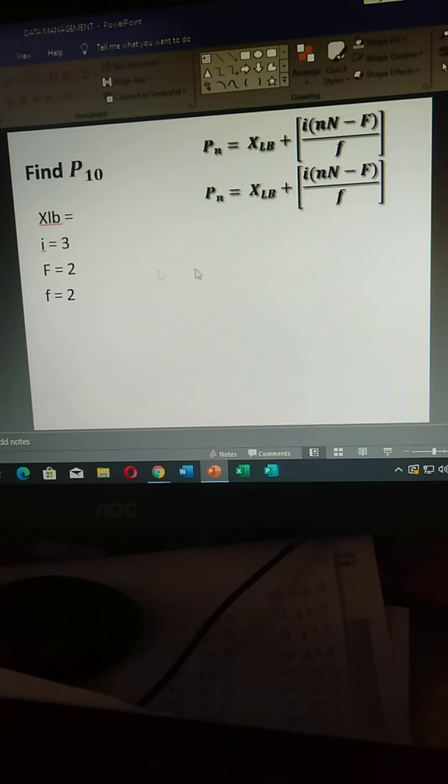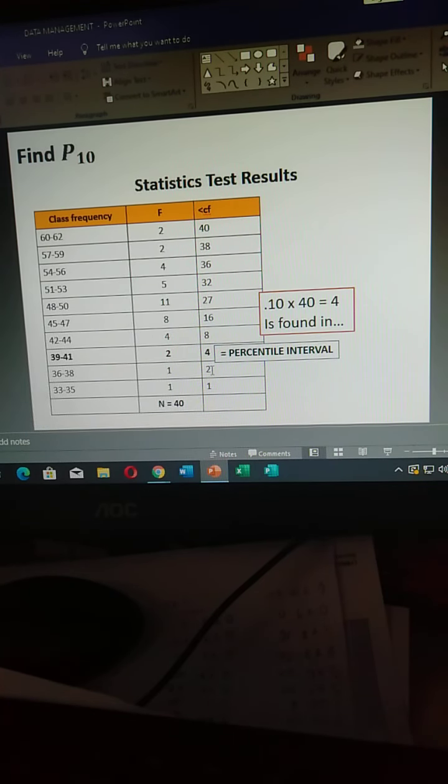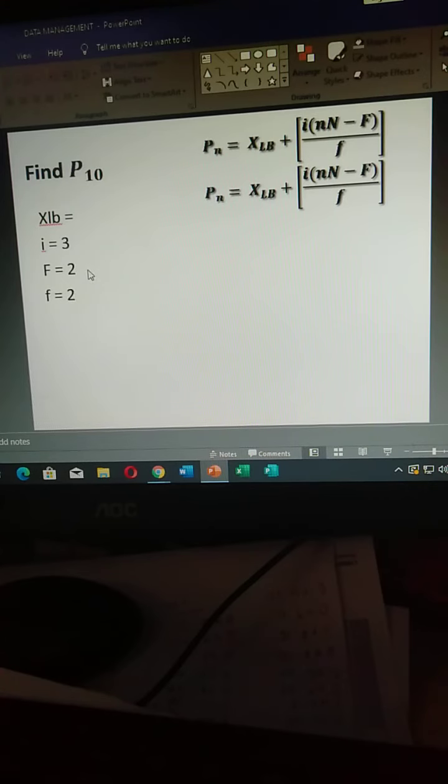Coincidence lang na magkaparehas, pero if this is 3, then our capital letter F will be 3. Okay, coincidence lang na 8 kanina at saka 2 and 2. Baka isipin niyo na kung ano yung malaking F, yun din yung maliit na F. Hindi po gano'n yon. Yung capital F po, that is the less than cumulative frequency before the percentile interval, while the small letter f, that is the frequency of the percentile interval.